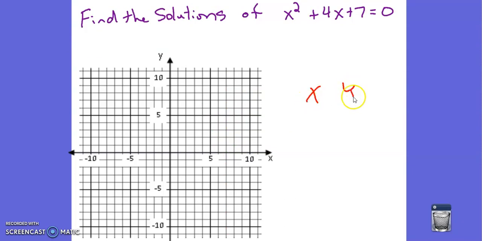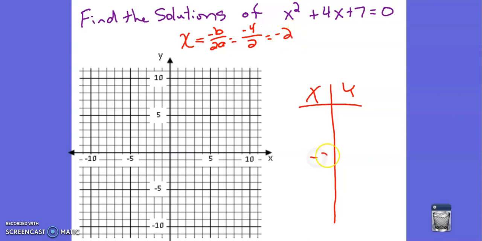So again, if we made an XY chart, first of all, what we want to do is find the axis of symmetry. So x equals negative b over 2a. So negative b would be negative 4 over 2 times 1, which is 2. So the axis of symmetry is negative 2. If you go to negative 2, that's the middle of the parabola right there. And if you plug negative 2 in, putting negative 2 into those x's, and then you calculate that, you're going to end up getting 3. Remember, that right there is the vertex. So negative 2, 3.